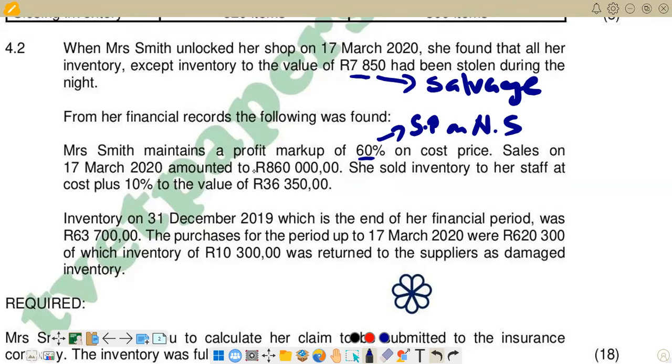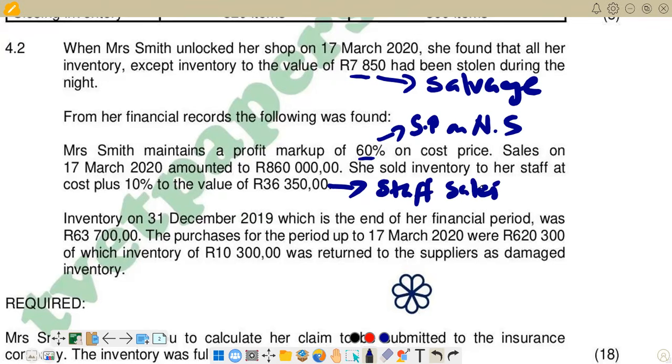And then sales on 17 March 2020 amounted to 860. So this is our total sales. And remember, in this total sales, we have got normal sales inside this amount, and also we have got staff sales inside this amount. If you go to the next sentence, she sold inventory to her staff at cost plus 10% to the value of 36,350. So this figure represents the staff sales.